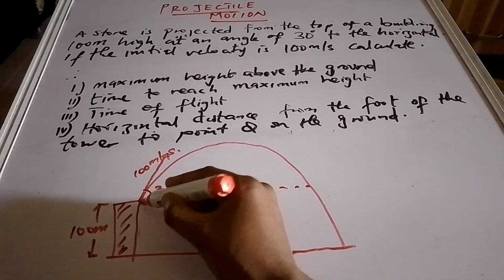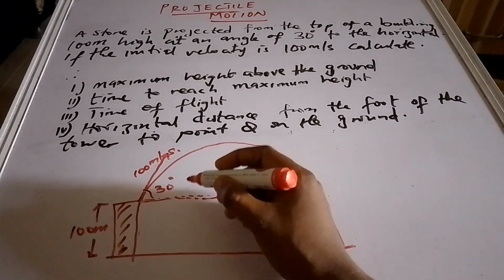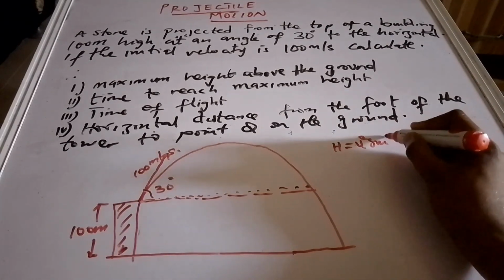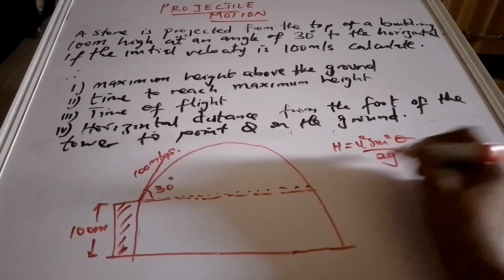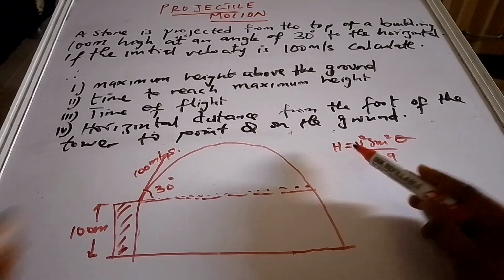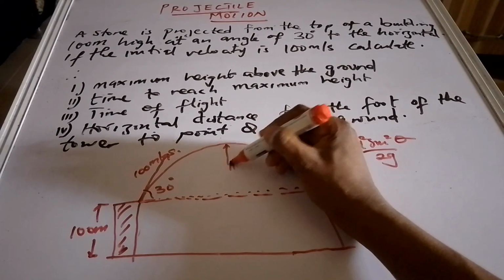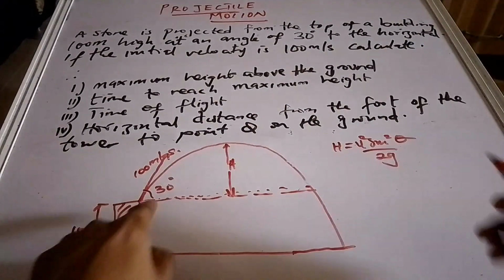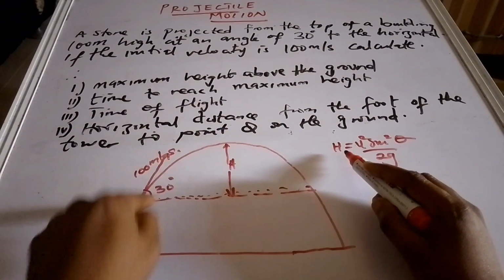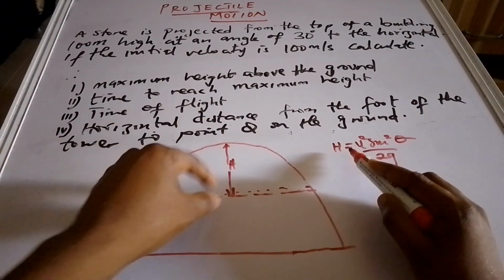Now if I want to take the maximum height, as far as this formula h equals u squared sine square theta over 2g is concerned, this maximum height h you are seeing here is just the height from the highest point to the horizontal plane of projection. So this h here is what we are going to get if I use this formula. It's just from here to here.